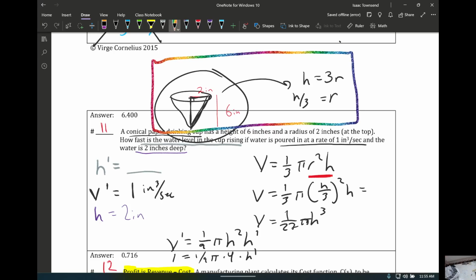Okay, so then in the end, I mean, we can finish it, but now it's just a matter of 1 divided by 4 times 9 divided by pi gives h prime is 0.716.